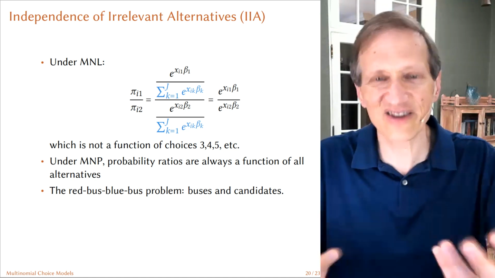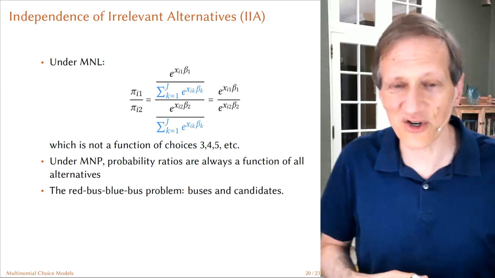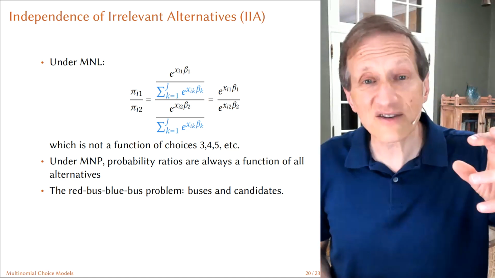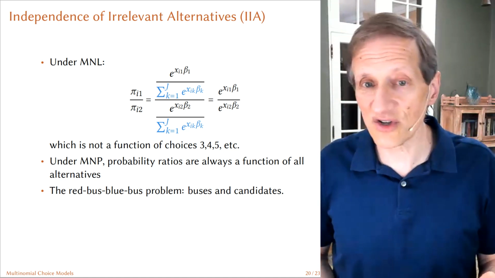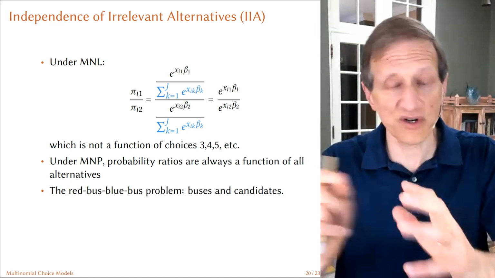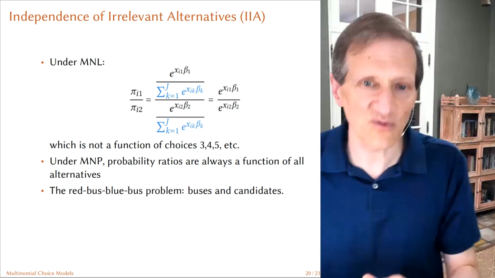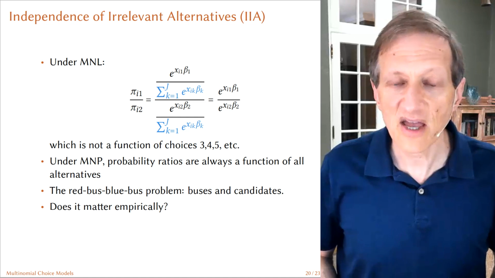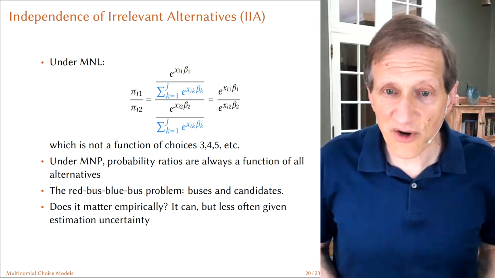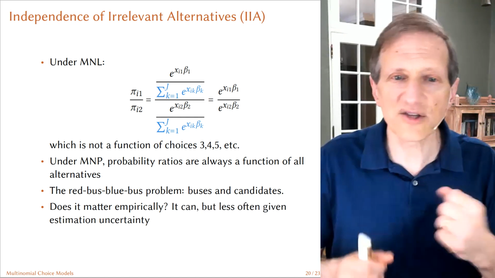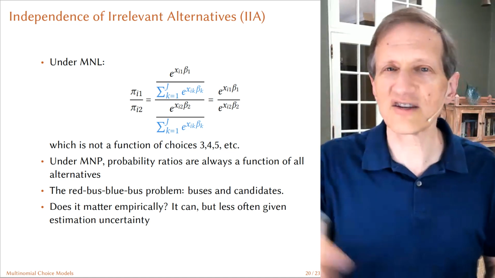So then there's a dependence of irrelevant alternatives. If there is dependence, then you can't use multinomial logit unless you control for it appropriately with the right explanatory variables. Okay. There's a question as to whether it matters empirically, and whether this matters empirically more than the estimation uncertainty.